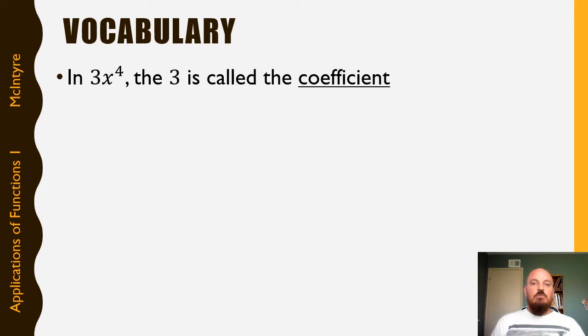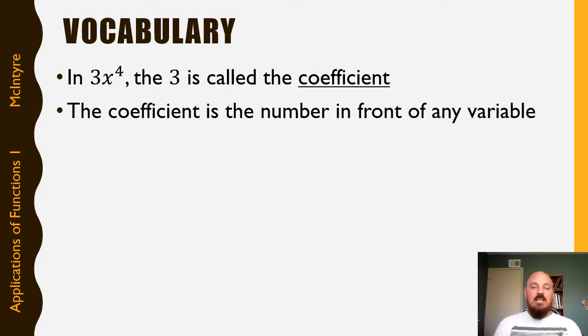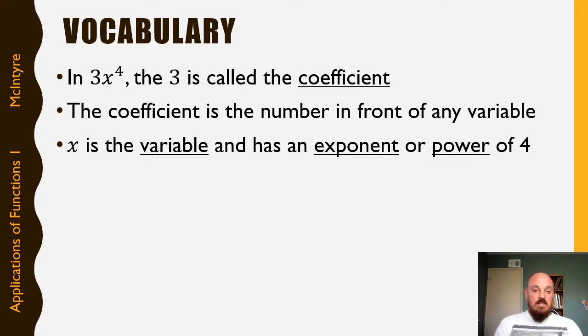All right, so let's get a few more vocab words down. So let's go back to my example of 3x to the 4th. The 3 is called the coefficient. And basically a coefficient is any number that comes in front of any variable. It's the number part of the term. Now, in that case, x is the variable. The variable can be any letter. You could have y to the 4th or z to the 5th. You can have more than one variable in one question. And then the last part is the exponent. So when I have x to the 4th power, that number 4 is the exponent or the power.